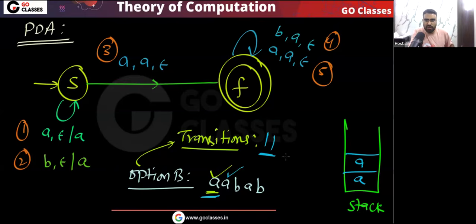I can take transition 1 1. Then for the next B, I can take transition 2. I will push A. Remember, here also I am pushing A. Is this clear? Here also we are pushing A. So you can see for the next B, this B is also done. So for these, I can do this.